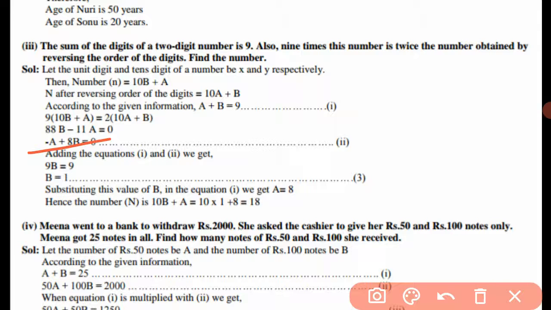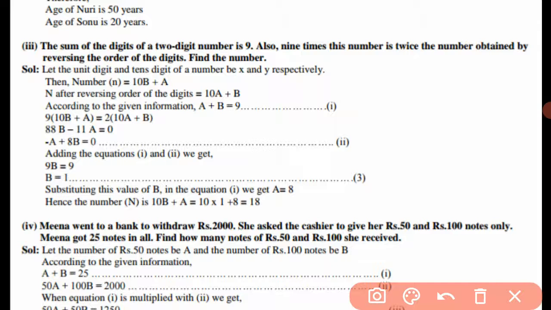Now from here, by adding equation number 1 and 3, we can find the value of b equals 1. Now substituting this value of b in the first equation, we get the value of a, which equals 8.